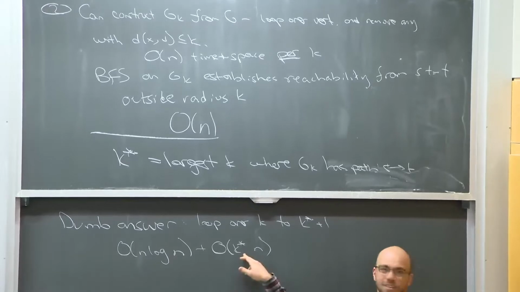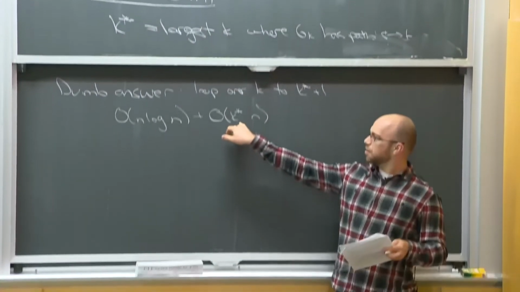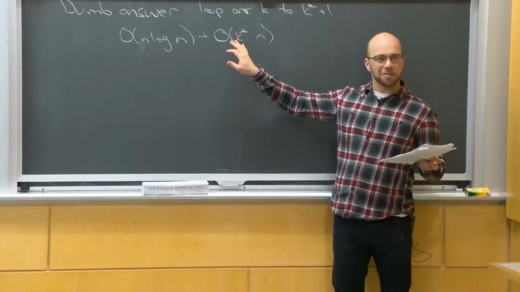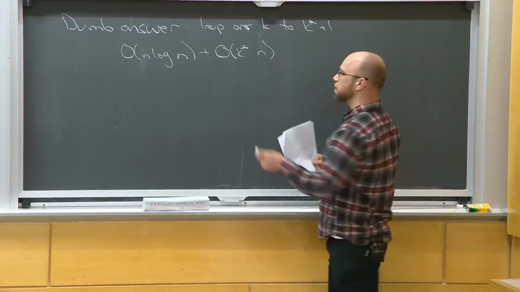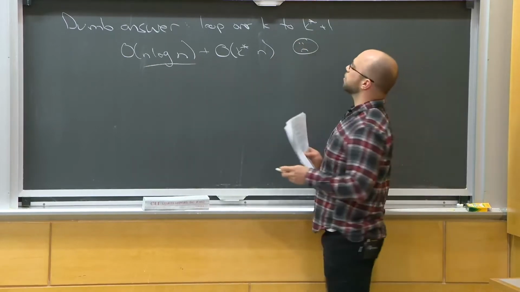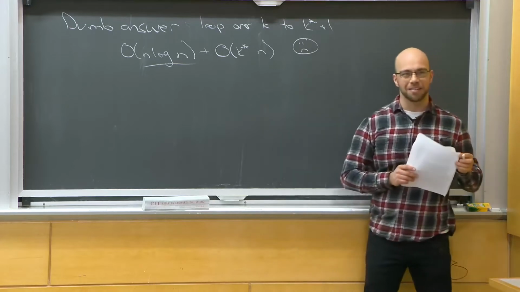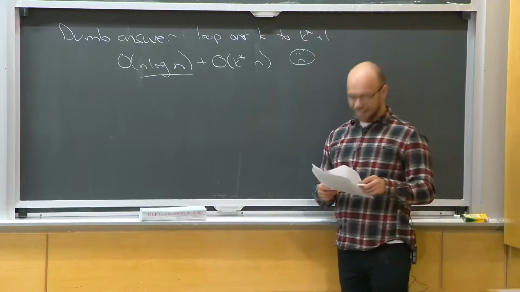Of course, it's a little weird to have the answer of your problem in the runtime. But k star here, we don't have any bound. It could be the number of vertices or anything like that. And so if we have a budget of n log n time, this doesn't quite work. And so the question is, can we rescue this strategy here? And the answer, of course, is yes, or else I wouldn't be standing here today.